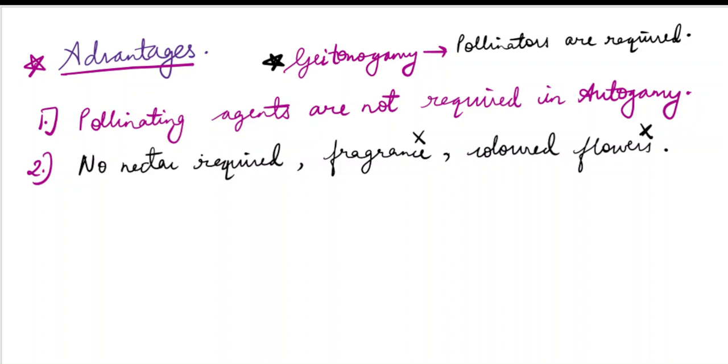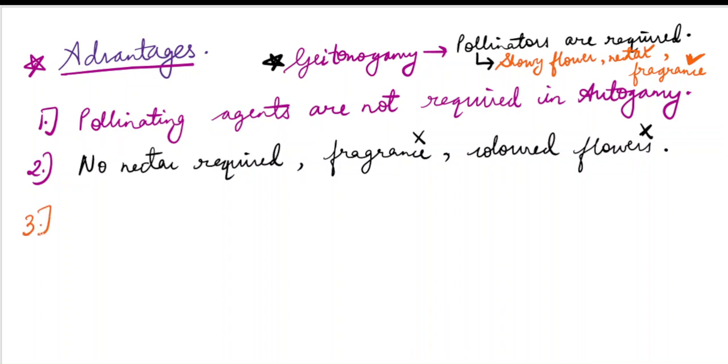And in geitonogamy, since the pollinators are coming, the flower should be a showy flower. It should have nectar. It should have fragrance. It should have colored petals, everything. So the thing is separate for both autogamy and geitonogamy. So these are the advantages.